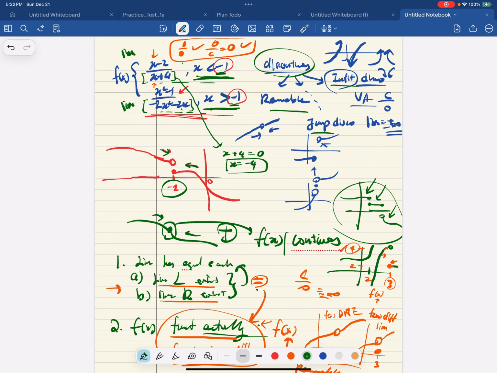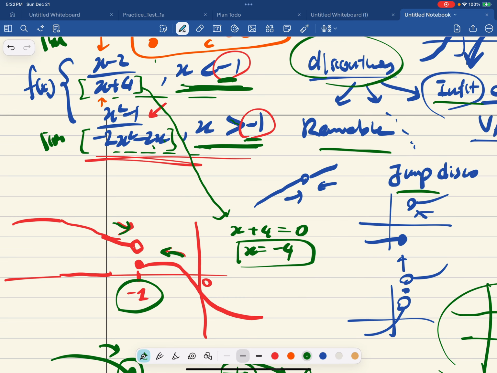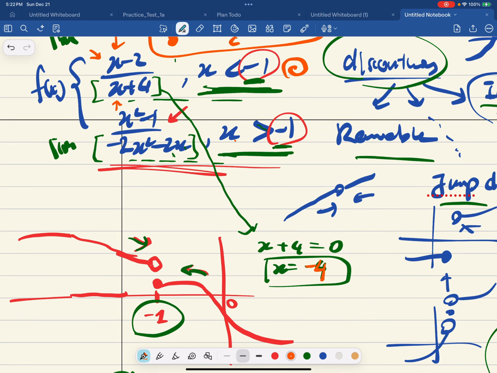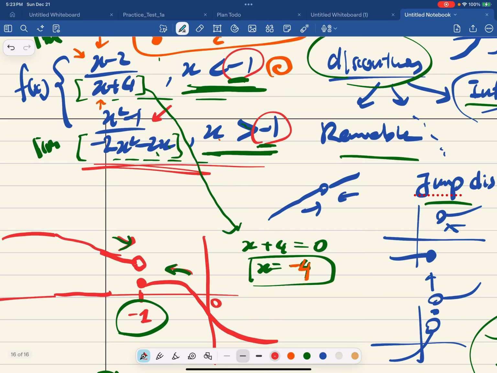For x being -4, which function are we using? This function over here. So for this function, you find the limit as x approaches -4. And for this other function, it is x approaching when x is bigger than -1, so it does not apply. Same thing here. Look for the denominator. If the denominator is 0, then we need to find the x value when that equals 0. So you're going to look for x.